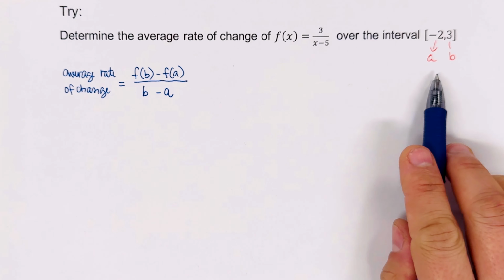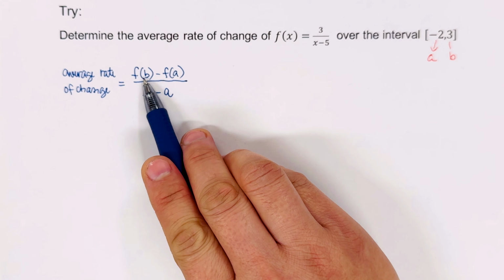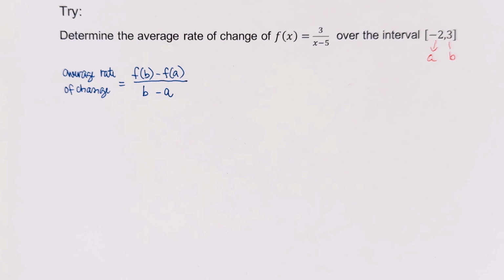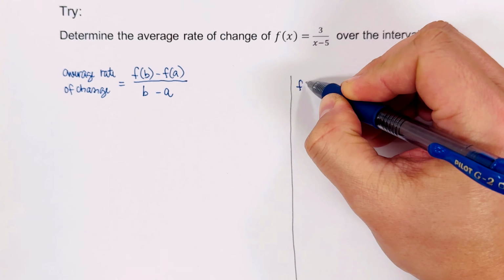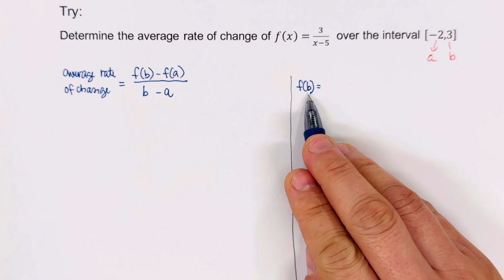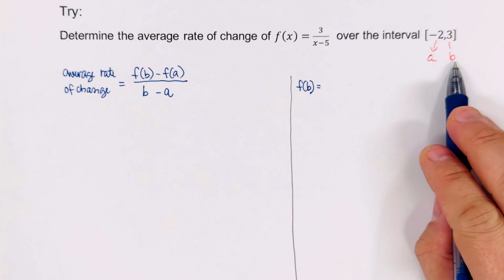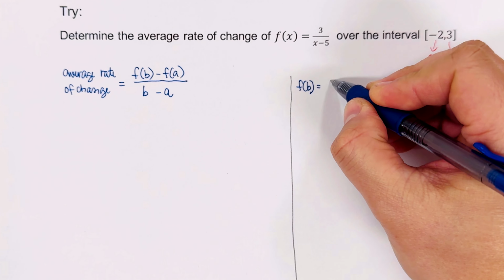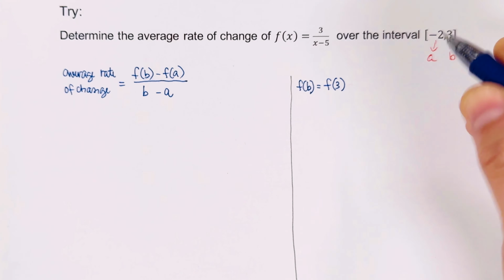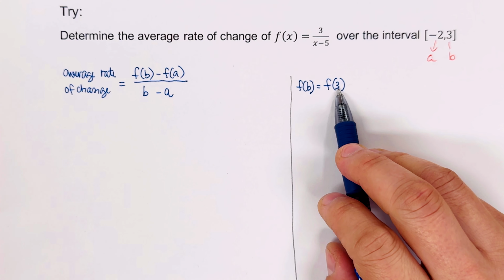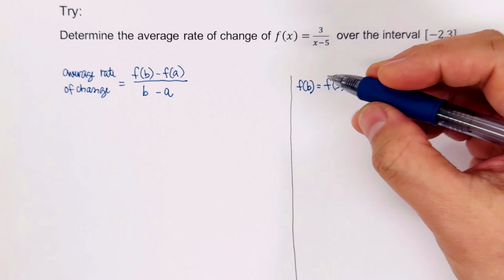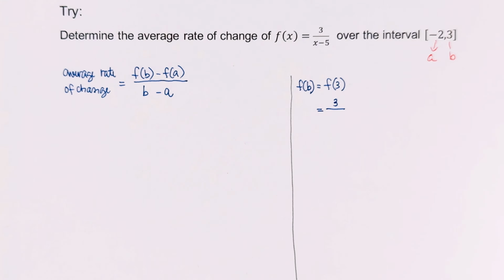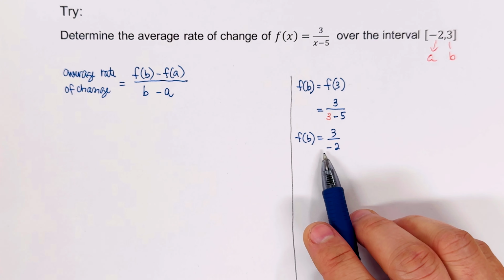So we already have A and B, but we need to figure out what f of B and f of A are. So I go ahead and show the work up here. So f of B is actually equal to f of 3 because the B here was 3. So we go ahead and plug in 3 to the x up here. So this would come out. So f of b is negative 3 halves.